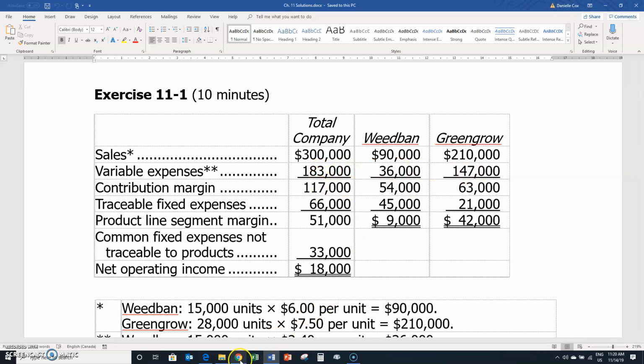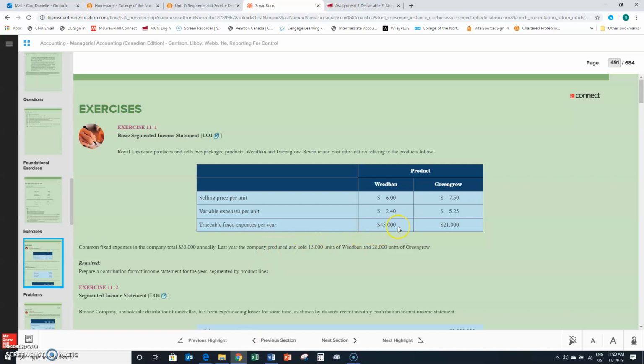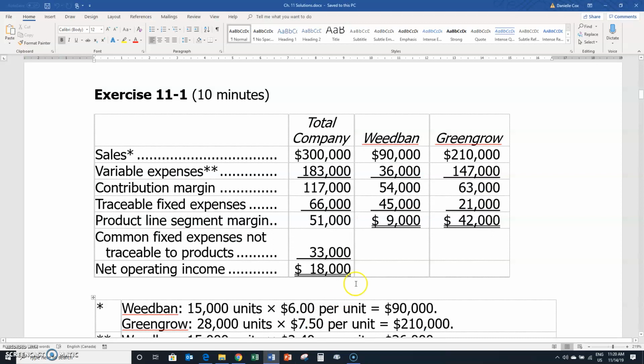Then traceable fixed expenses. We are told directly that it's 45,000 and 21,000. So 45 and 21, which total 66 for the company. Then again, your contribution margin less your traceable fixed expenses is your segment margin.